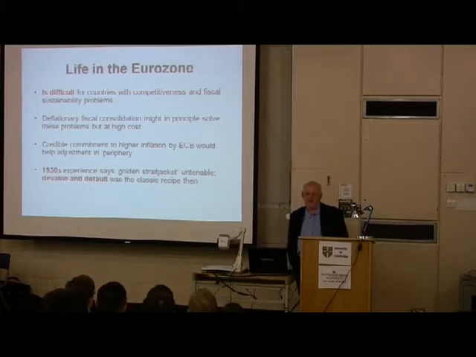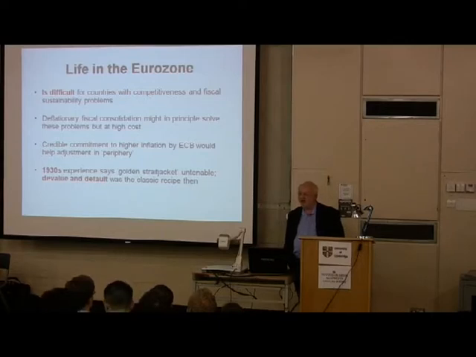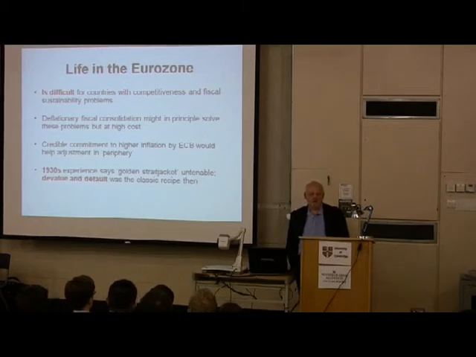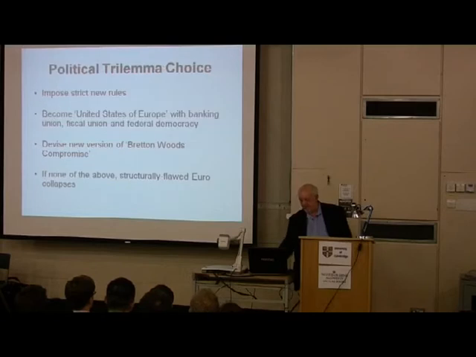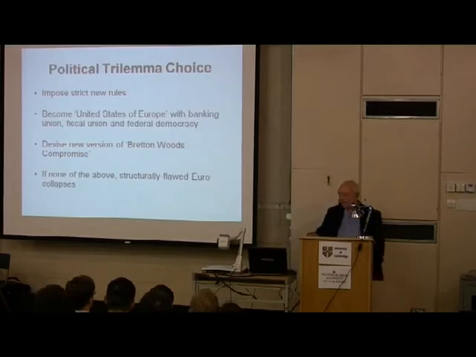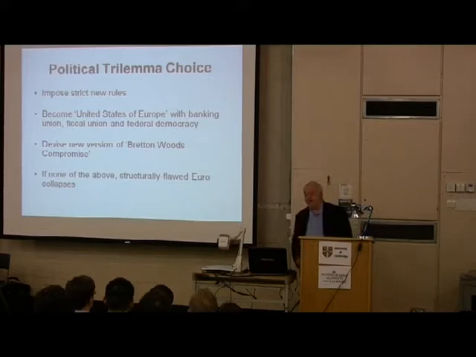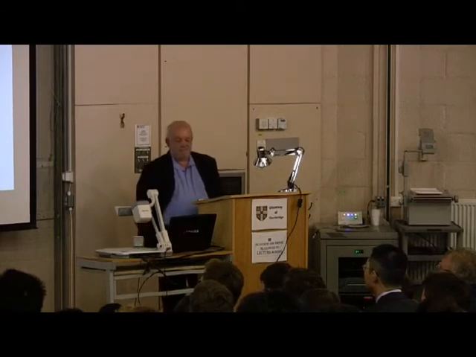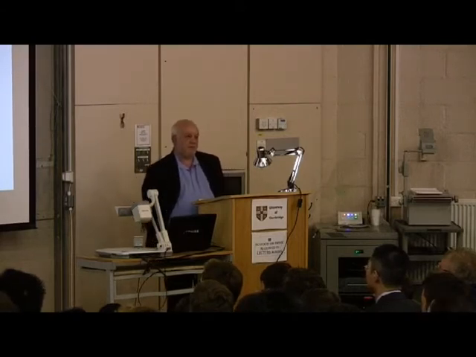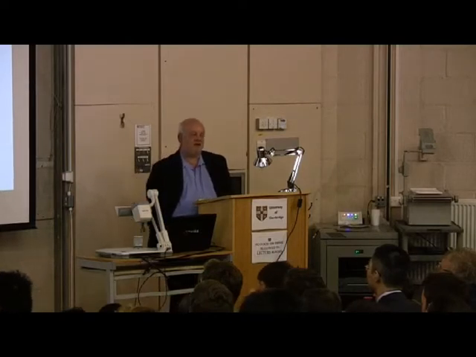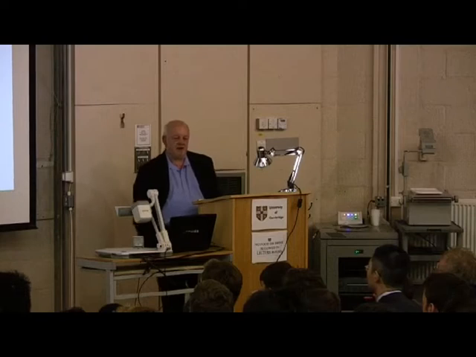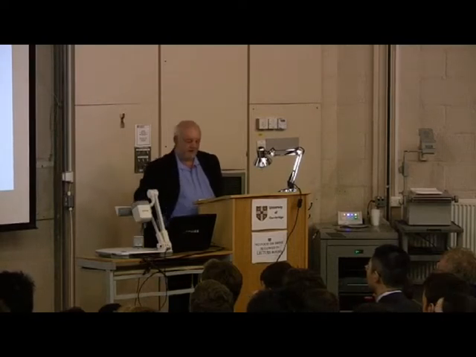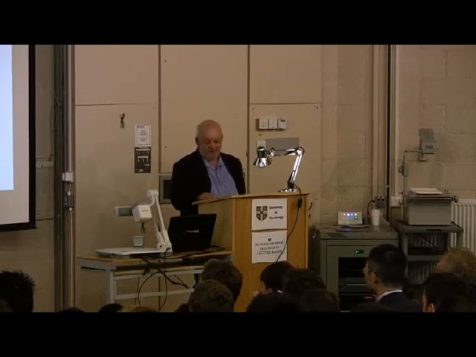But the 1930s experience surely says that actually the golden straitjacket, which is what the Eurozone's been operating with, is likely to be untenable. Devalue and default was the classic recipe from that period. Turn back to the political trilemma then. You could try strengthening the golden straitjacket, I guess, if you can think of some strict new rules. You could think that you might become the United States of Europe, banking union, fiscal union, federal democracy to address the democratic deficit. A bit of a problem there, I suspect, in that I think European countries are too heterogeneous to agree to that. You might disagree, but I think that would be very hard to achieve politically.